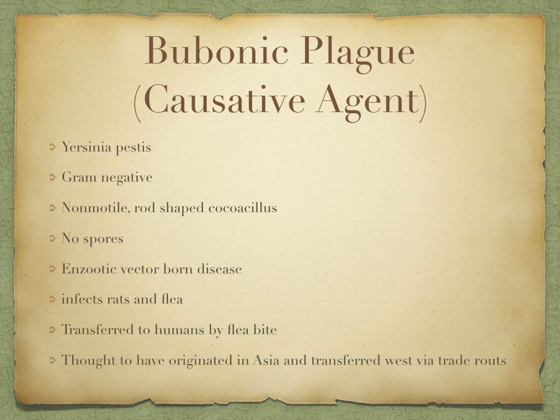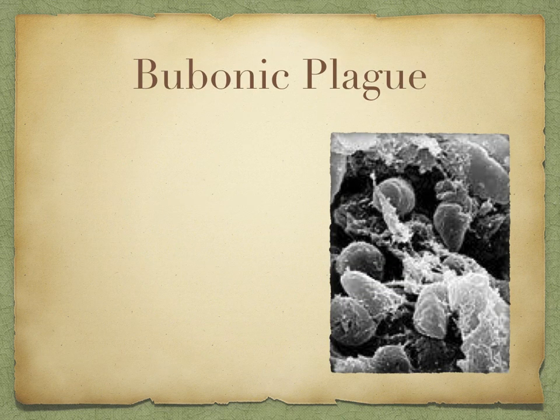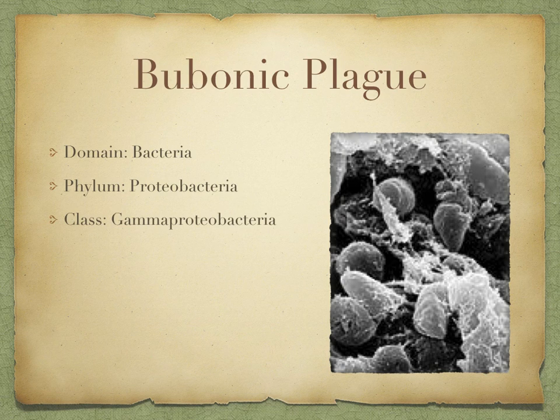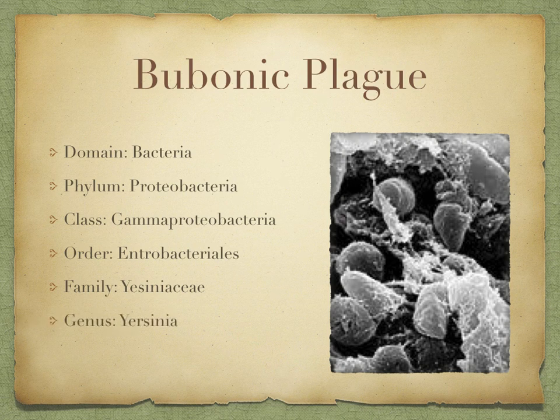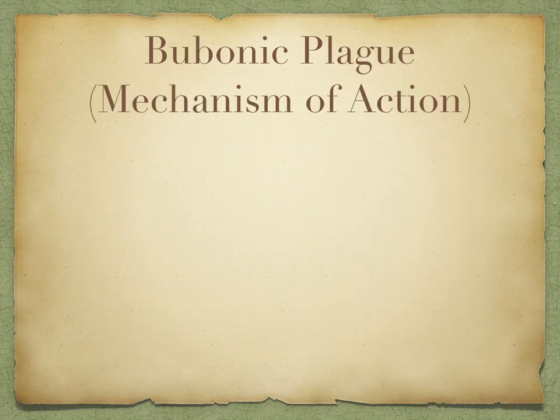So it's thought to have originated in Asia and then transferred west via the trade routes in like the 1300s. Here's a picture of bubonic plague. Okay, so its domain is bacteria, phylum is Proteobacteria, class is Gamma-Proteobacteria, order is Enterobacterales, family is Yersiniaceae, and genus is Yersinia, and then species is Yersinia pestis.